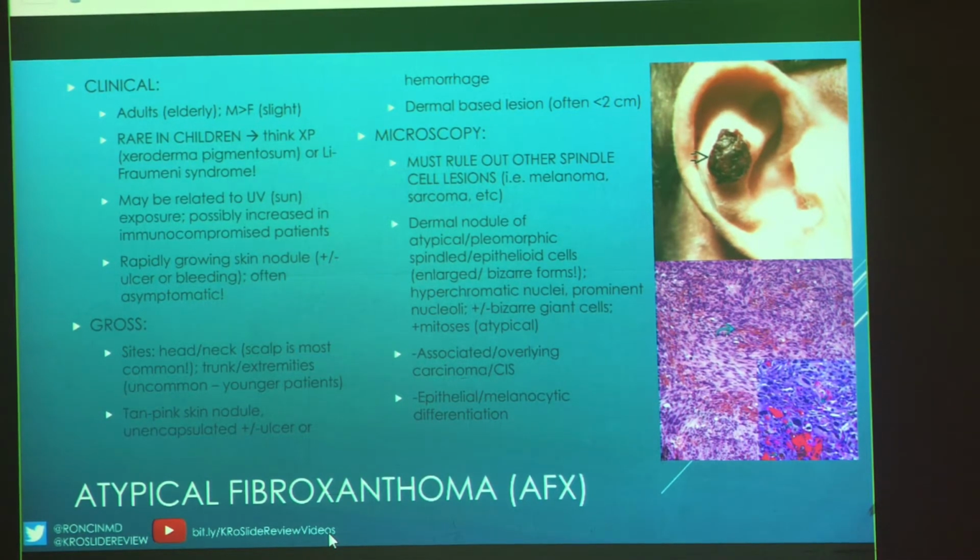So again, head and neck, the scalp in fact, is going to be the most common location, and you can see it on the truncal extremities, but this is often seen in younger patients, which again, we want to think about those genetic conditions. As you can see in the picture up top, they can be tan pink nodules that are unencapsulated. They may or may not be ulcerated or hemorrhagic. That one looks like maybe it's a little hemorrhagic. And they are a dermal based lesion, as we saw.